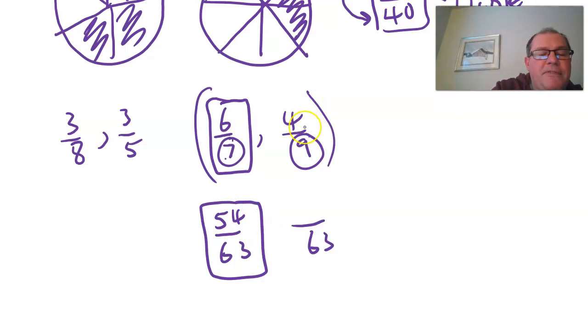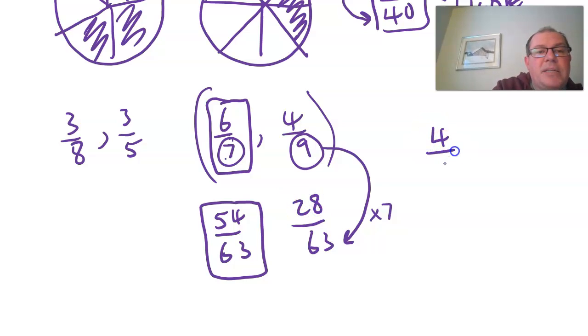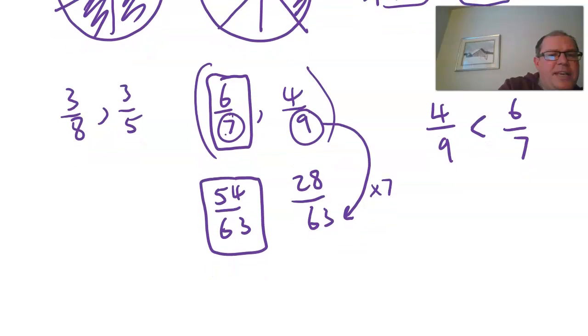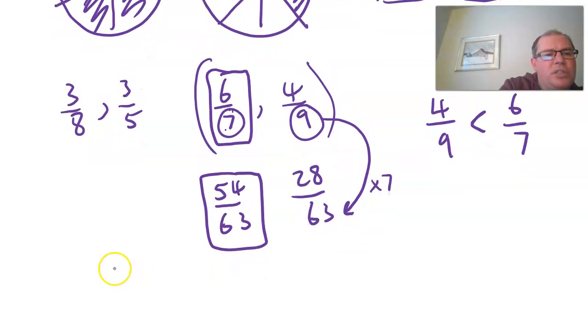Now let's do the same for 4/9. What do I multiply 9 by to get 63? You guessed it, 7. So I need to multiply the 4 by 7, which is 28. And we can see, as we suspected, that 4/9 is smaller than 6/7. So now I think that 3/8 is the smallest. I know that probably 6/7 is the biggest.